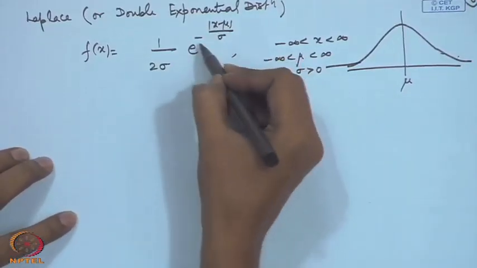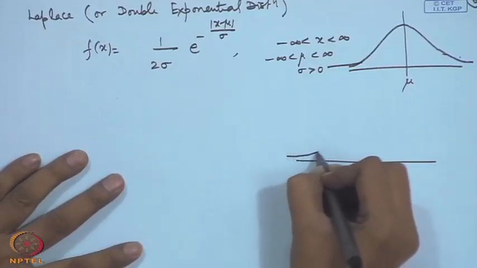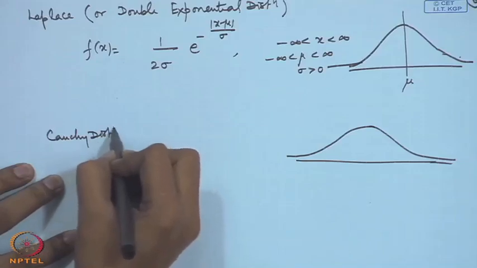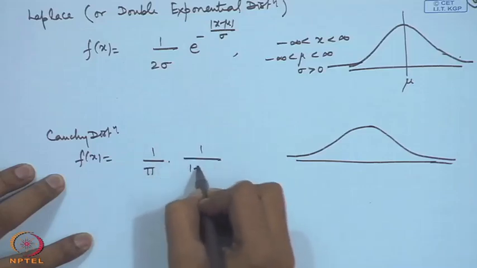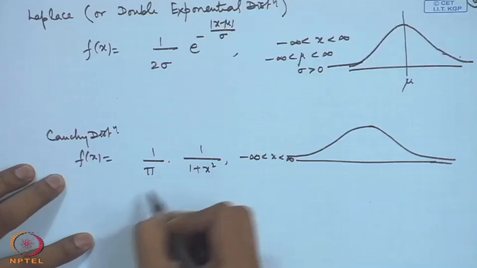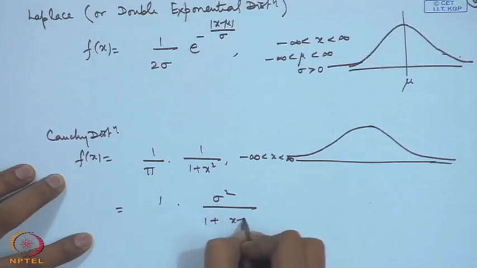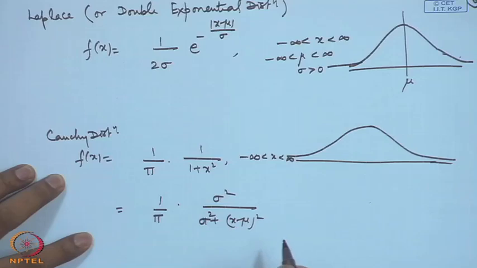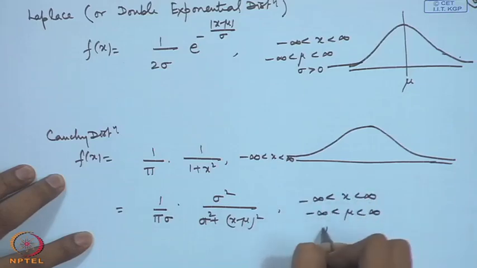You can think of an even flatter version, that means in place of an exponential function you have only quadratic or something like that, so even flatter tails may be there. For example, you have the Cauchy distribution. Let me write the simplest form, 1 by 1 plus x square, or a general version could be 1 by pi sigma times 1 by 1 plus ((x minus mu) by sigma) whole square, where minus infinity less than x less than infinity, minus infinity less than mu less than infinity, and sigma positive.